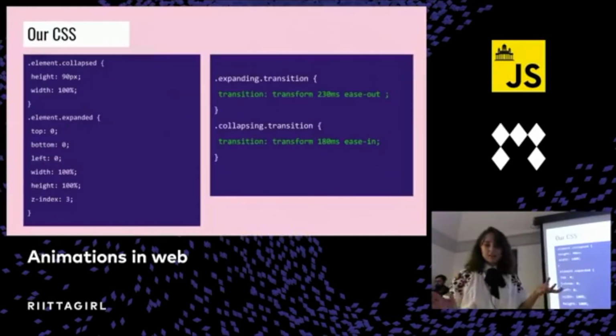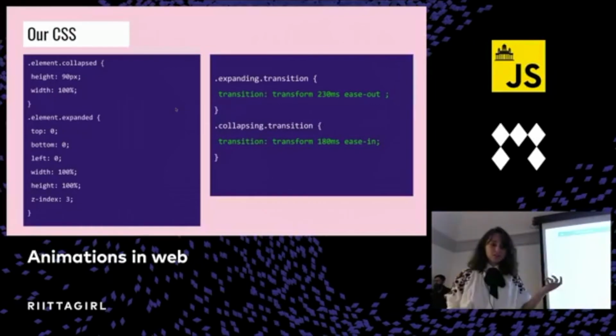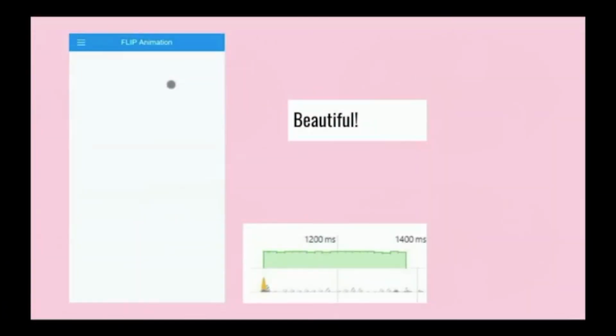So that's something that our CSS is going to look like. So it's going to have a nice transition transform, nothing too fancy in here really, and it's going to perform beautifully. It's going to be very smooth as butter, as you can see here on the screen.